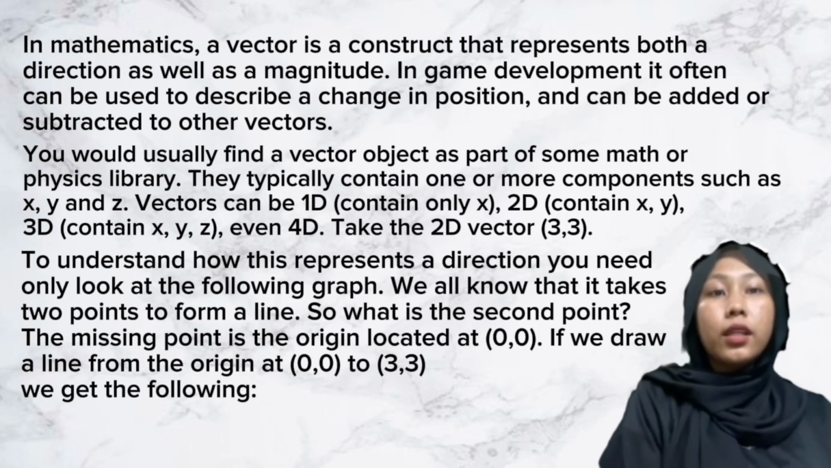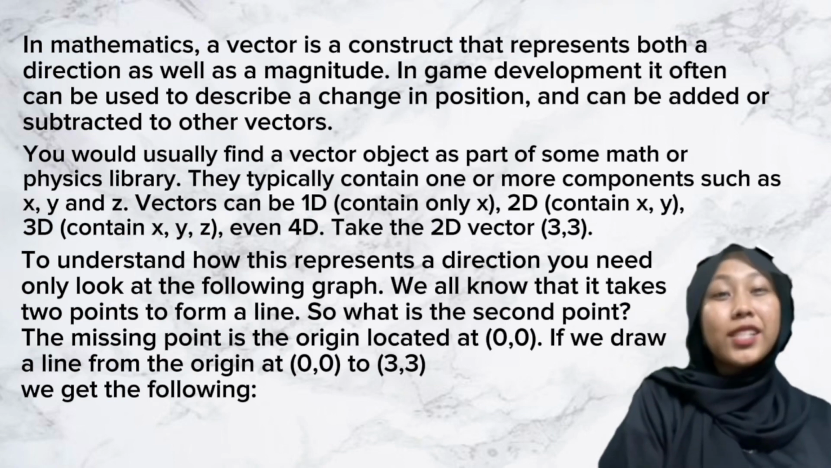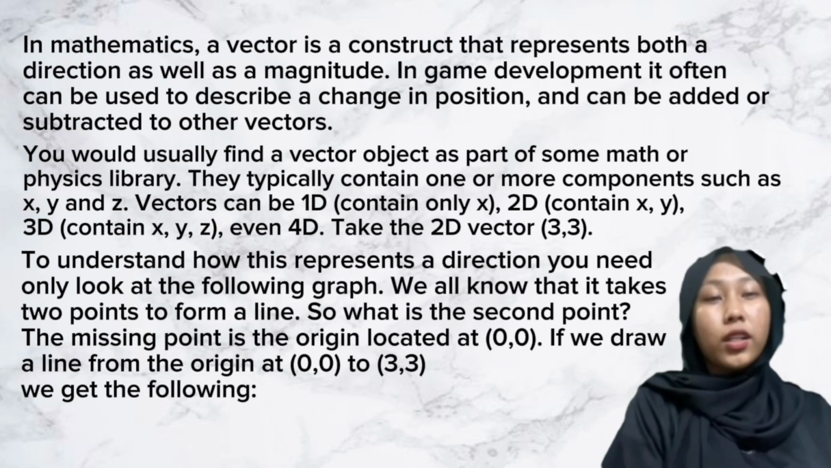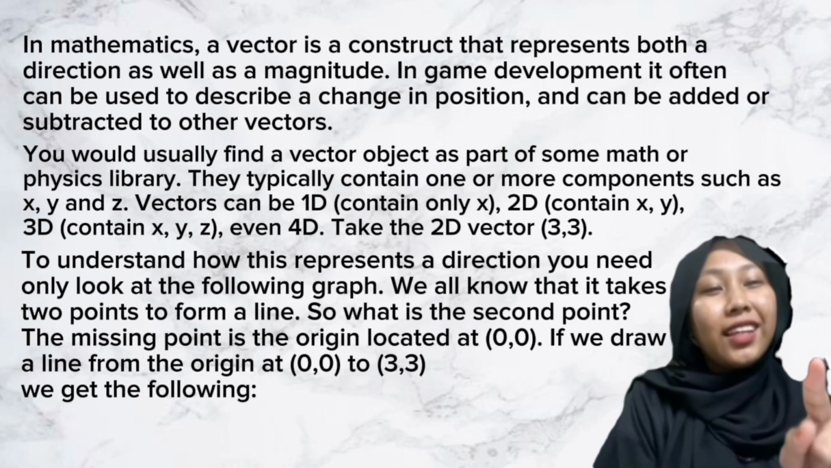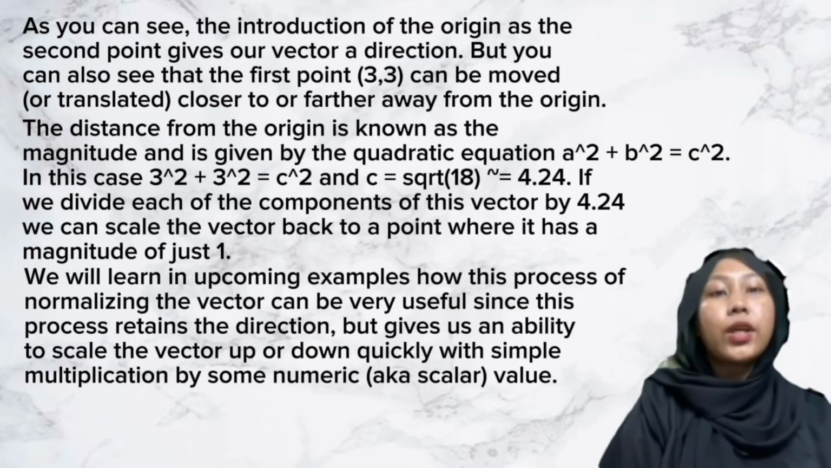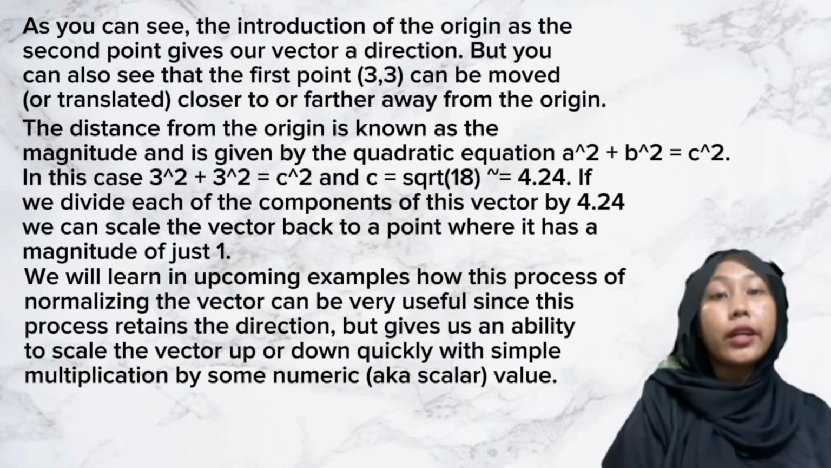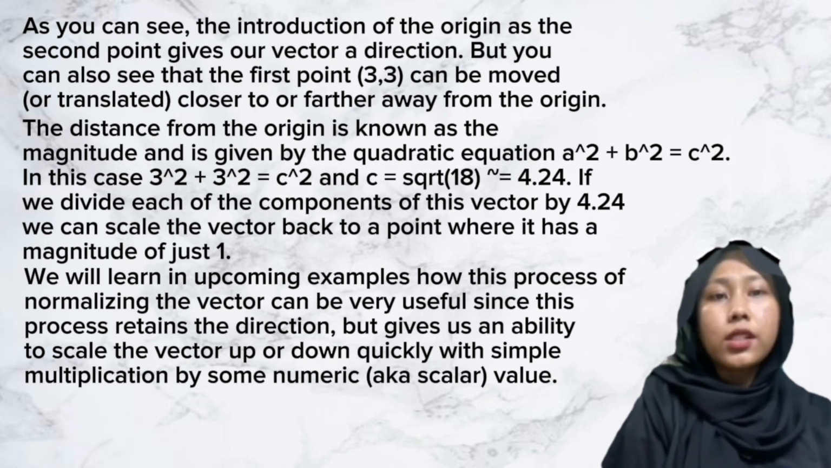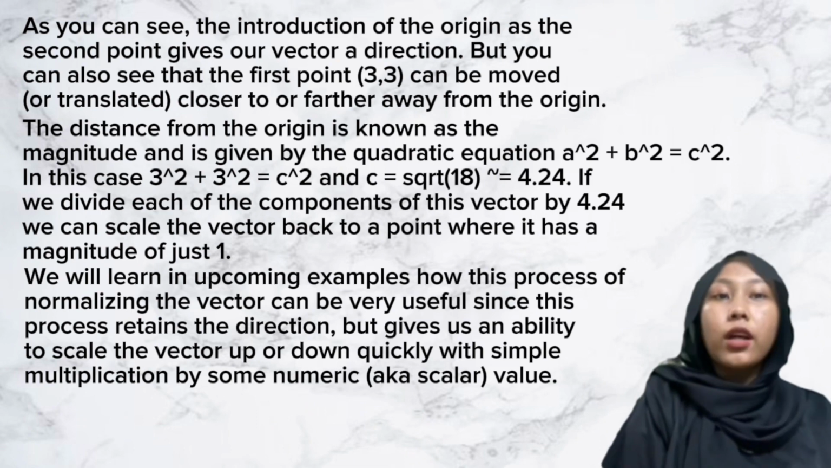We all know that it takes 2 points to form a line. So, what is the second point? The missing point is the origin located at the coordinate 0, 0. If we draw a line from the origin at 0, 0 to 3, 3, we get the image from the following graph. As you can see, the introduction of this origin as the second point gives our vector a direction. But you can also see that the first point, coordinate 3, 3, can be moved or translated closer to the origin or further away from the origin.